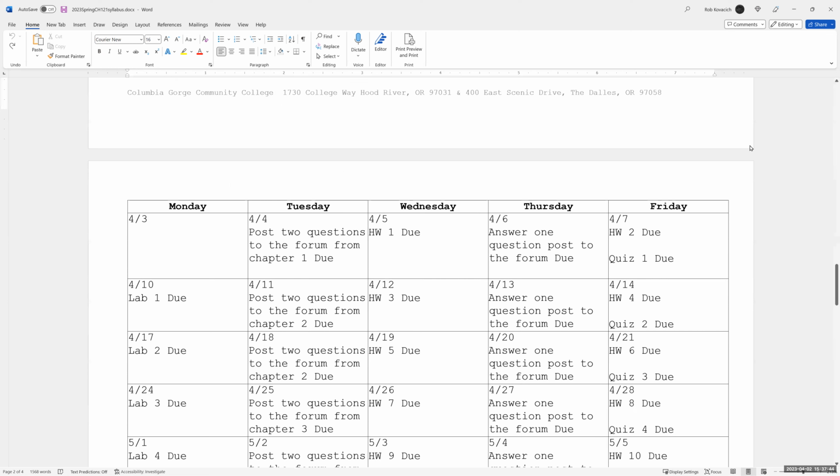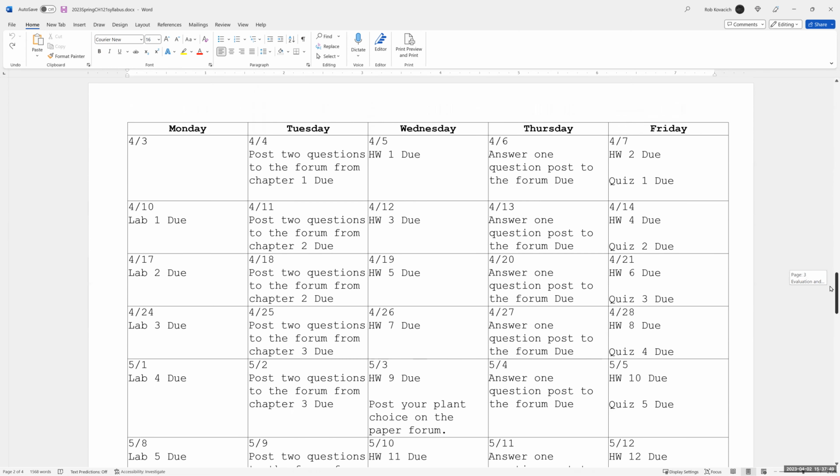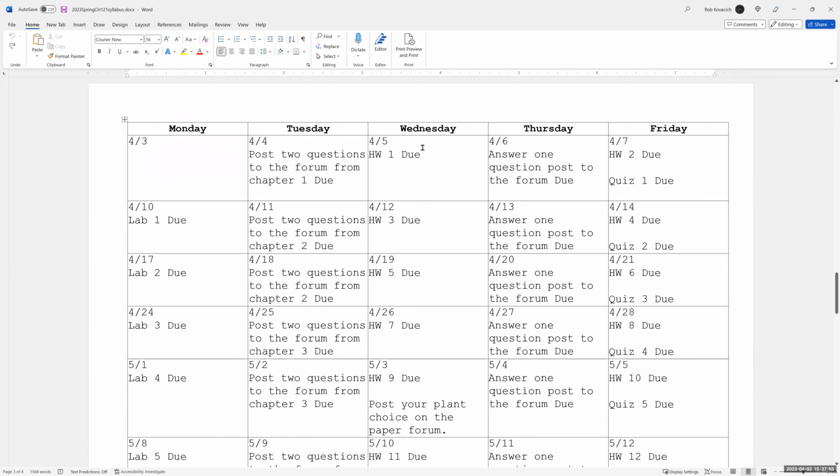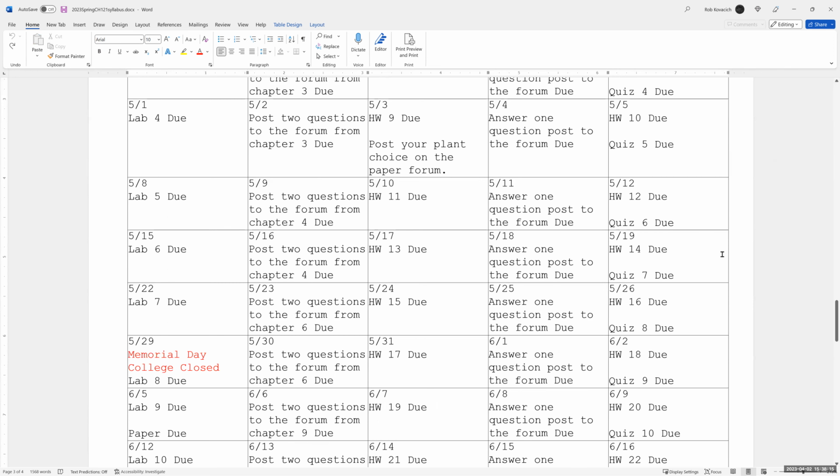Okay, so here's our calendar, and I'll show this again within Moodle. What you're going to see is labs are due every single Monday. Homeworks are going to be due on Wednesdays and on Fridays. You're going to post 2 questions on the forums on Tuesdays, and by Thursday, you will have answered somebody else's post on that forum. Your quizzes are going to be due on Fridays. Every single week, this is the way it's going to look. It's identical all the way down.